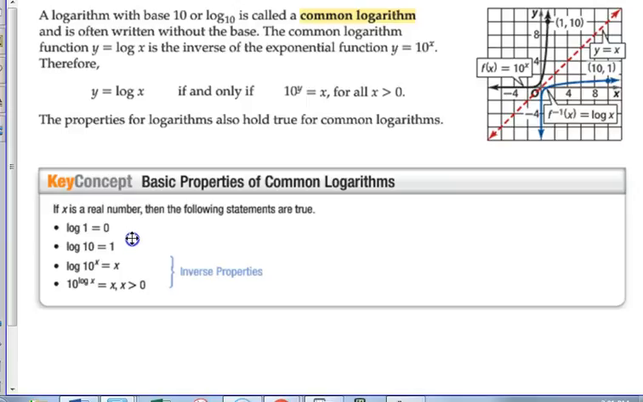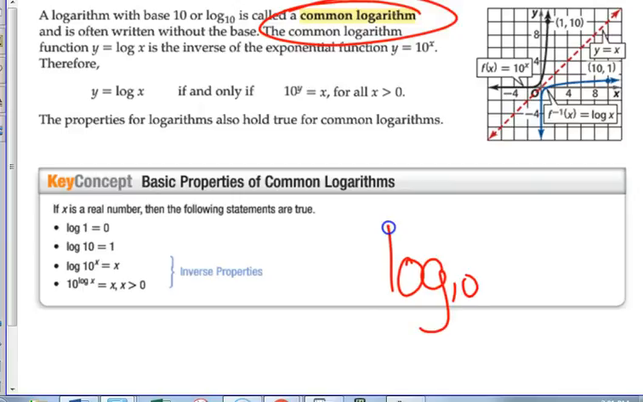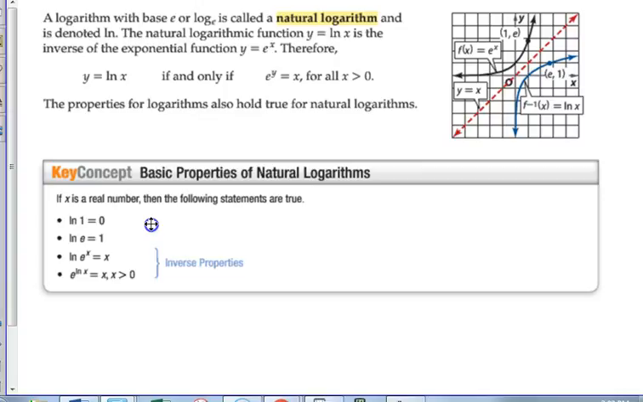All right, the same is true of a common logarithm, which is just base 10. They don't usually write the base. They just use log to mean base 10. Everybody okay with that? And those same properties all apply.